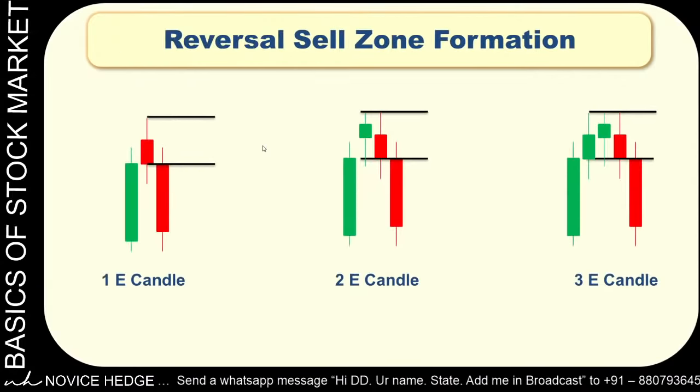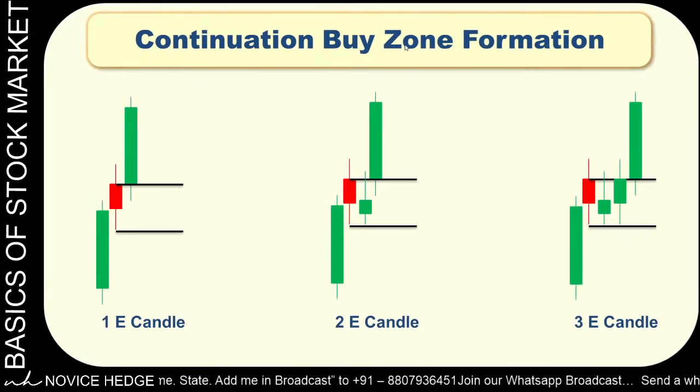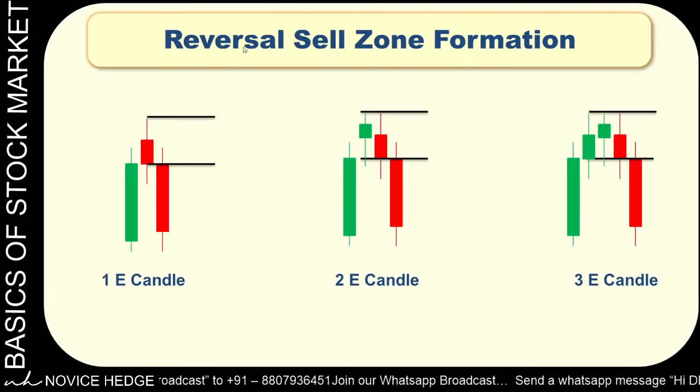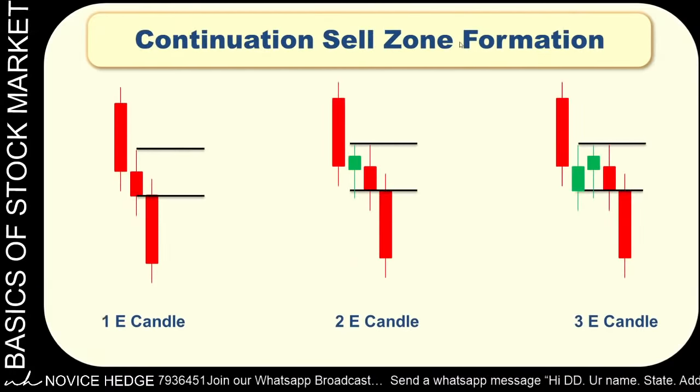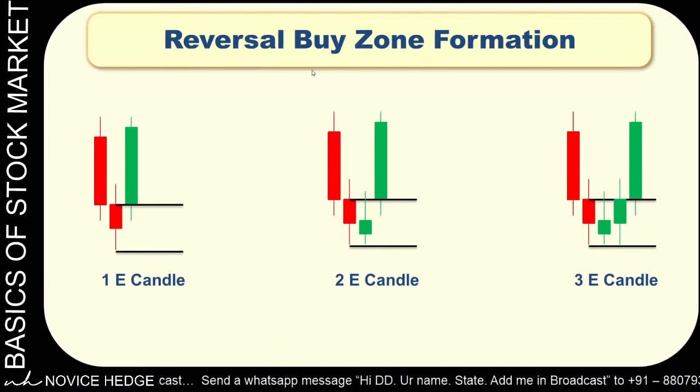Altogether, how many zone formations have we seen? We have seen four zone formations. The first one is the reversal buy zone formation, the second one is the continuation buy zone formation, the third one is the reversal sell zone formation, and then the continuation sell zone formation. So altogether we have four zone formation techniques.